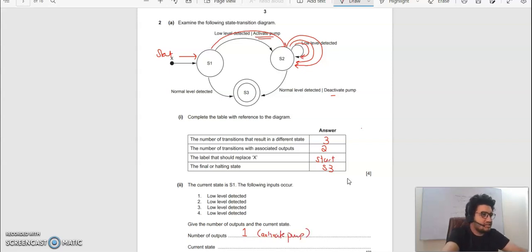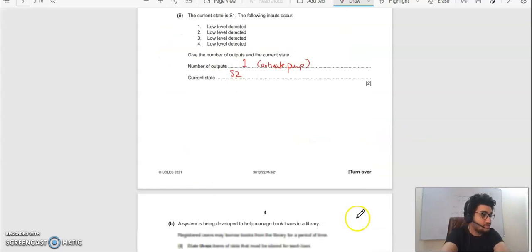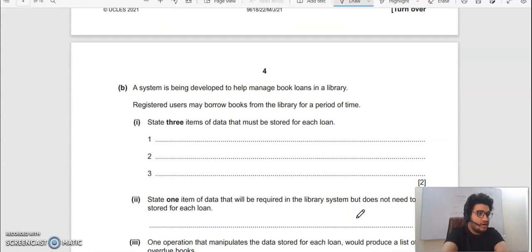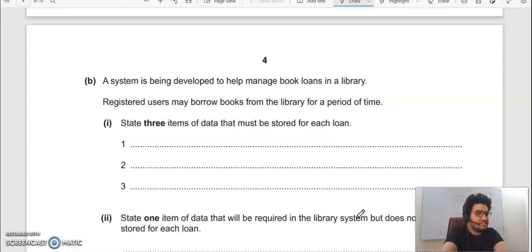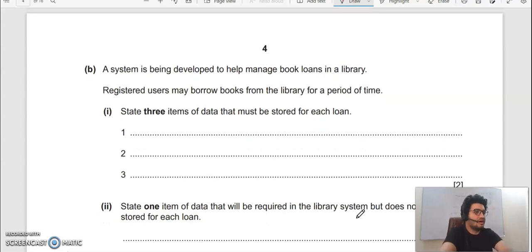And the current state is going to be S2, because you remember we are not going anywhere beyond S2 based on these particular inputs. Okay, so it says a system is being developed to help manage book loans in a library. Registered users may borrow books from the library for a period of time.